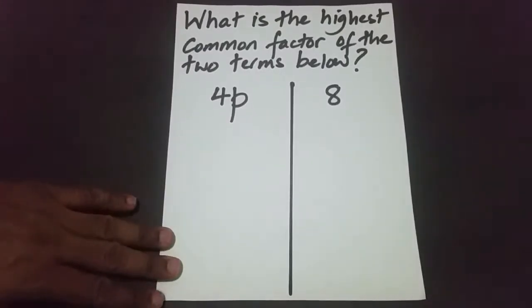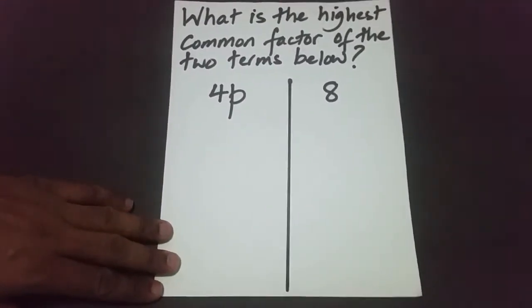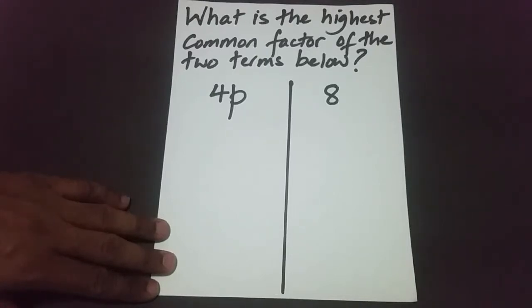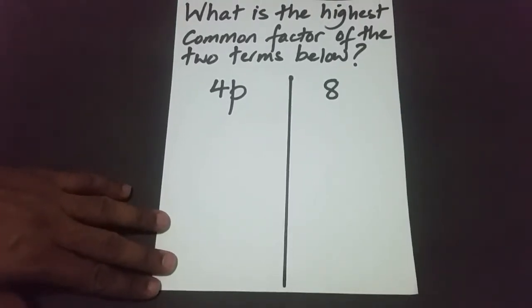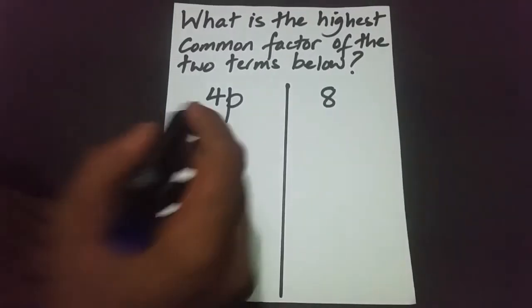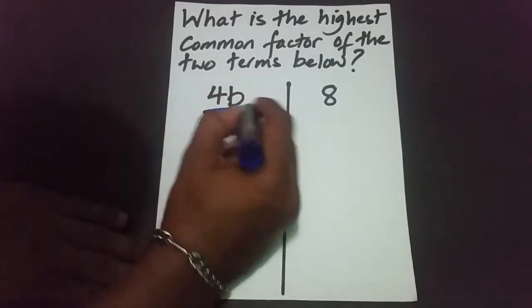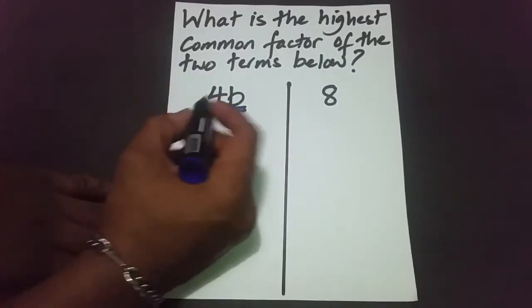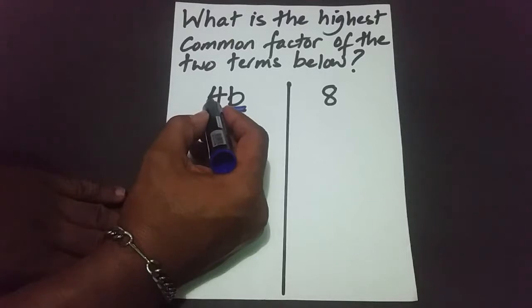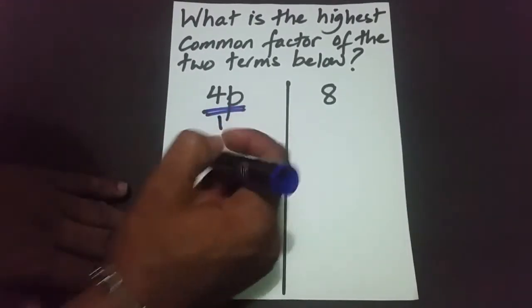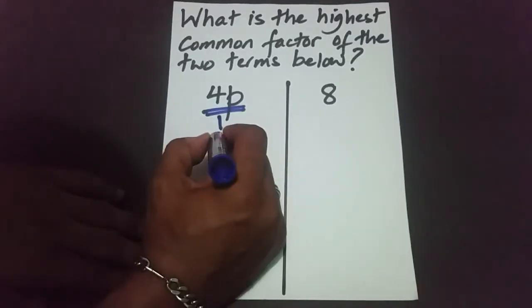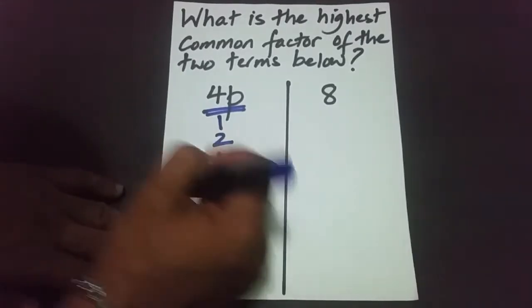Alright guys, we're back with essentially what is the introduction to factorization. Now, let's take a look at this question here. It says, what is the highest common factor of the two terms below? Now, this term here is 4p, and of course, the factors of 4p, again, when you have a term with a number and a letter there, you start with the numbers. Of course, the first factor is always 1, and then 2 and 4. So we start with a number.